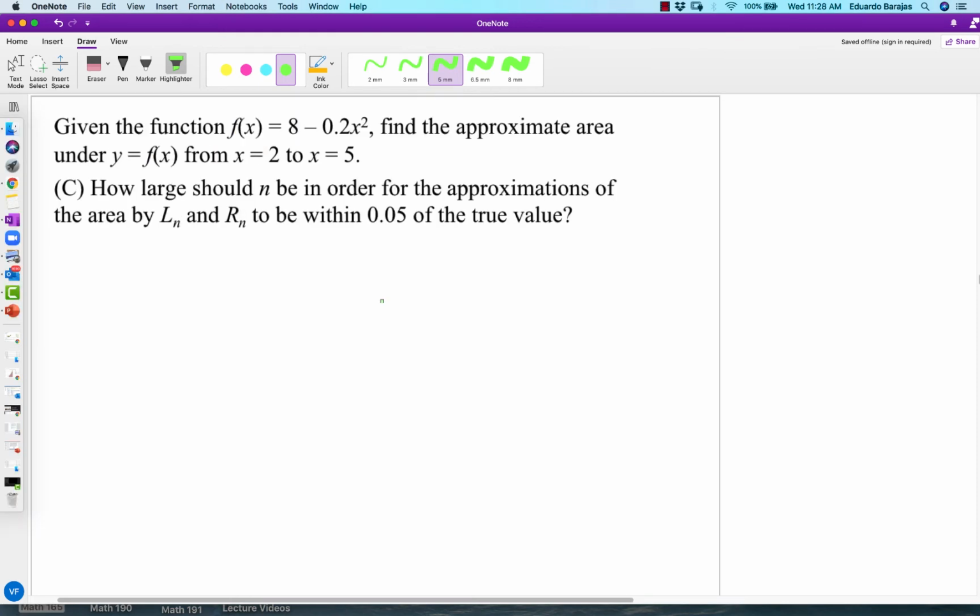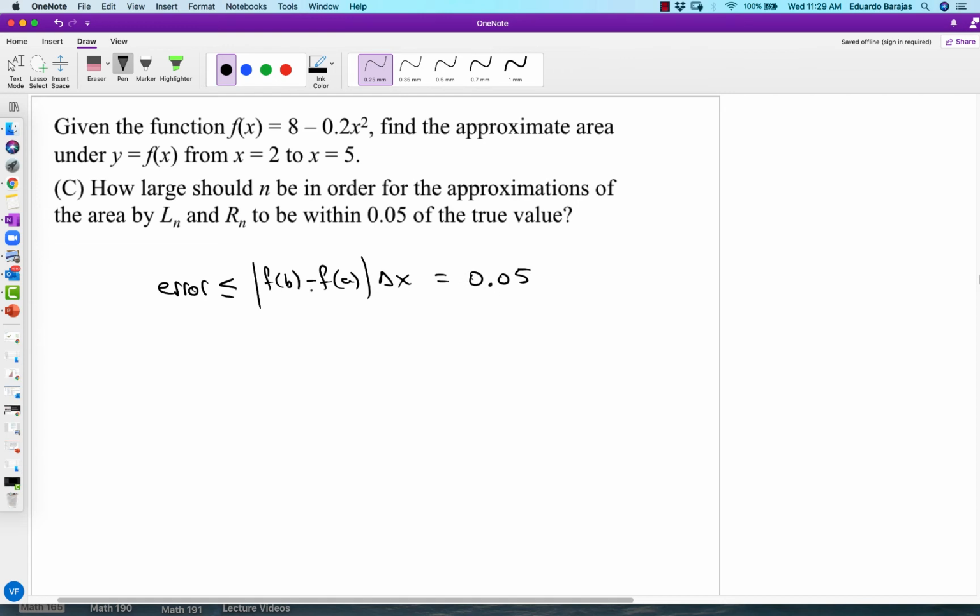Okay, part C. How large should n be in order for the approximations of the area by L sub n and R sub n to be within 0.05 of the true value? Okay, so using our formula for error, we see that error is less than or equal to the absolute value of f of b minus f of a times delta x. And what we would want is for this to be less than or equal to this value. So let's set it equal to 0.05. Or we want to find n.